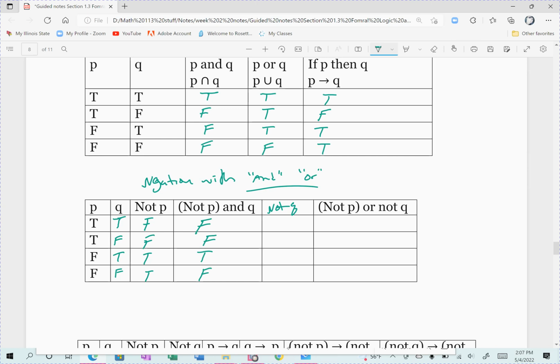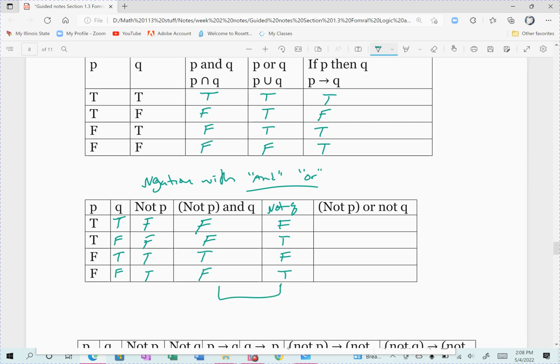Then I added the not Q, because the last thing I'm going to look at is not P or not Q. So for not Q, I look at the Q statement and put the exact opposite. If Q is true, not Q is false. If Q is false, not Q is true. So again, it needs to be the exact opposite of that second list.